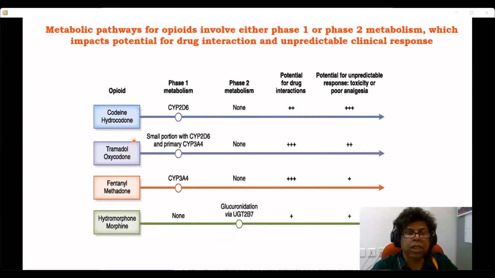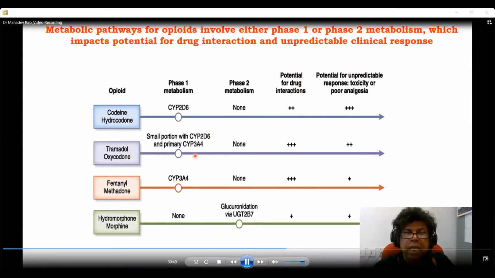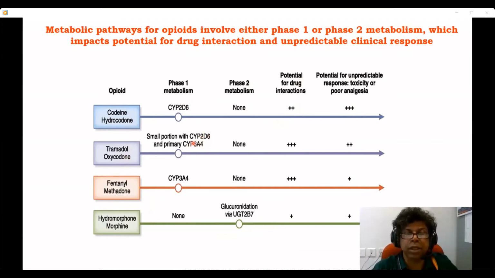And in the case of tramadol or oxycodone, both CYP2D6 and 3A4, as I mentioned before in my slides, oxycodone or tramadol goes through metabolism by two of the enzymes. Now, no phase 2 metabolism, and the potential for drug interaction is very high. Again, toxicity or poor analgesia is high. Fentanyl, CYP3A4, same thing. The potential for a drug interaction is very high, but there is lesser toxicity or maybe lesser therapeutic outcome.